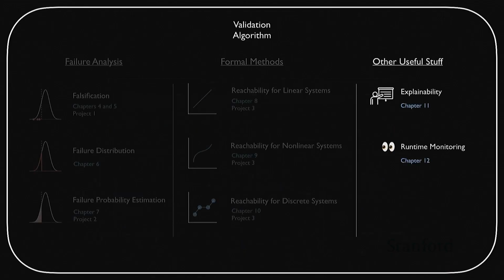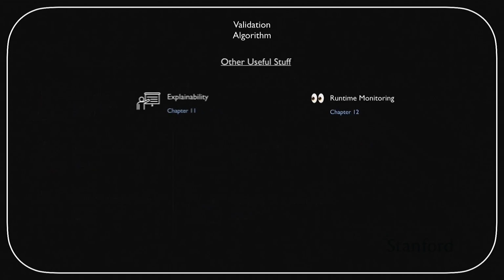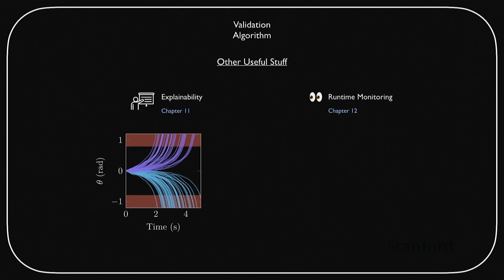All right, and then finally, some other useful stuff. So we have explainability. We're going to talk about a lot of different methods in this chapter. Just one example for the inverted pendulum: we'll talk about how we can characterize and explain the failure modes of the system. It's not super exciting for the inverted pendulum. You just end up with one failure mode, it's tipping over to the left, and the other failure mode, it's tipping over to the right. But these methods would scale to more complex systems where it maybe isn't so obvious.